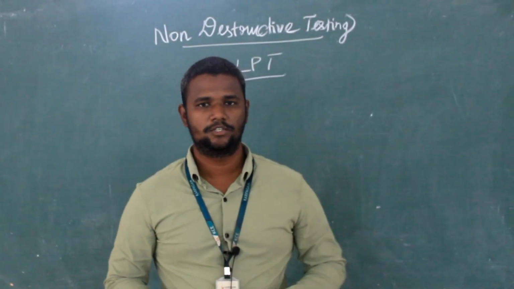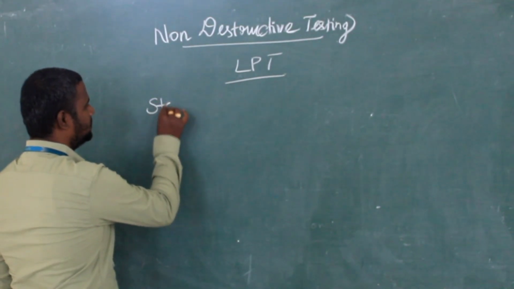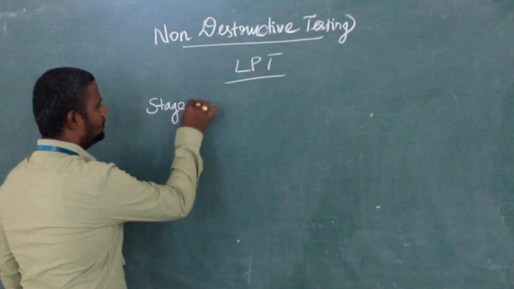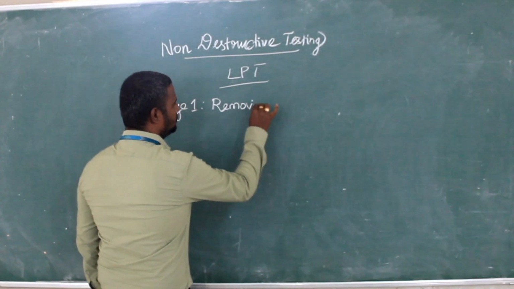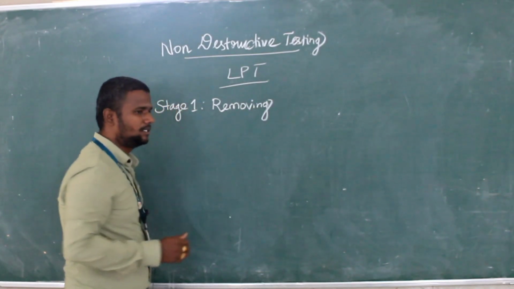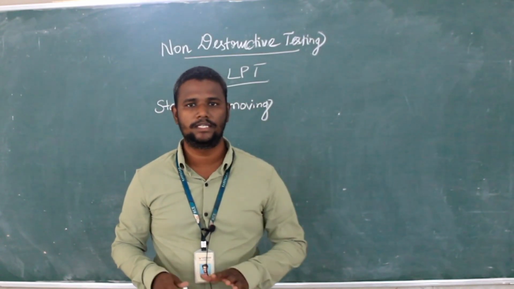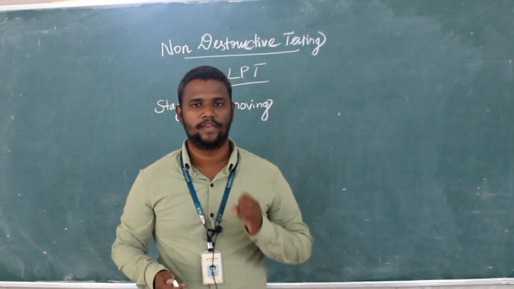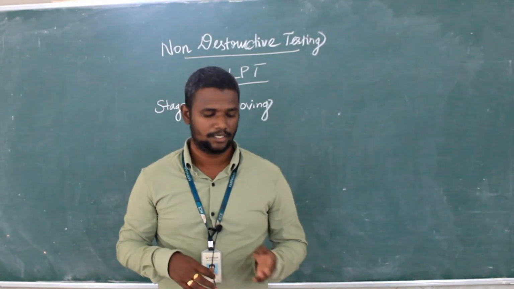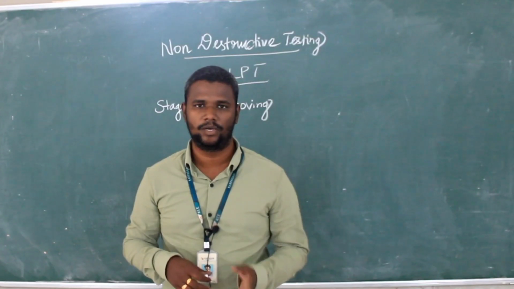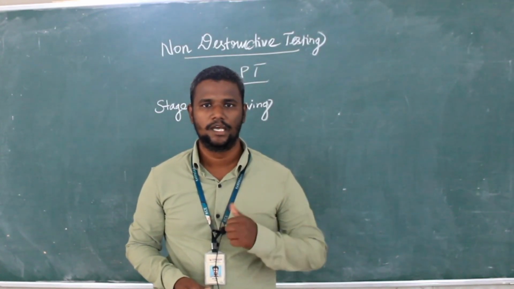So the first stage of LPT is called the removing process. Stage 1 is removing dust particles. In the removing process, the dust particles present on the welded sample are cleaned from the surface. We have to wait for a minute so that the remover gets into the particles present on the welded sample and it gets cleaned. So the first stage is called the removing stage.